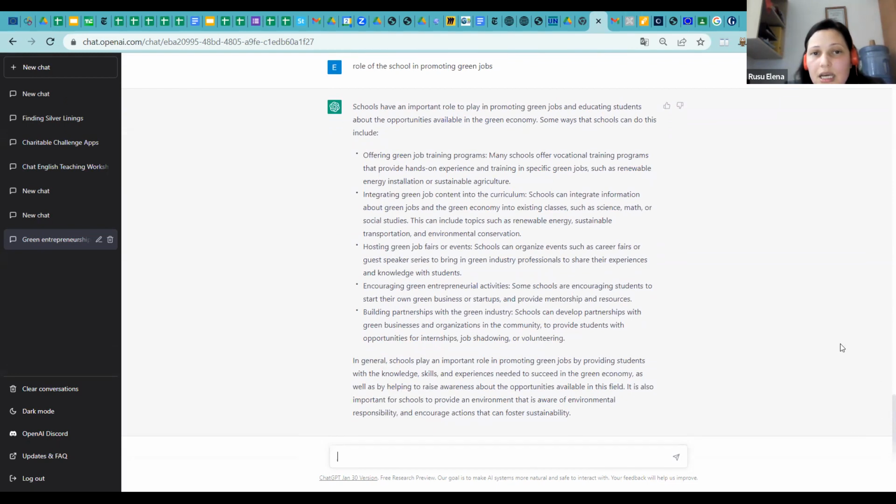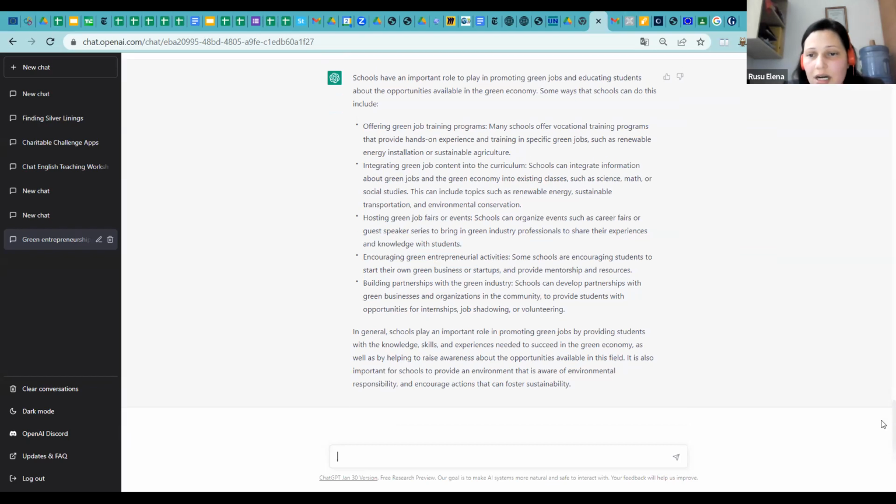And I found here that the role of the school refers to offering green jobs training programs, integrating green jobs content into the curriculum, hosting green jobs fairs or events, encouraging green entrepreneurial activities, and building partnership with the green industry.